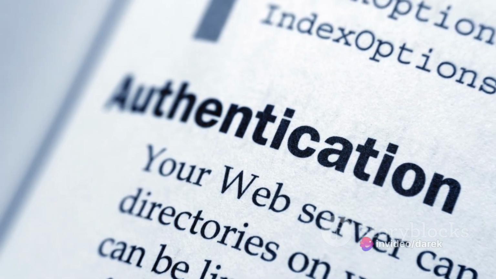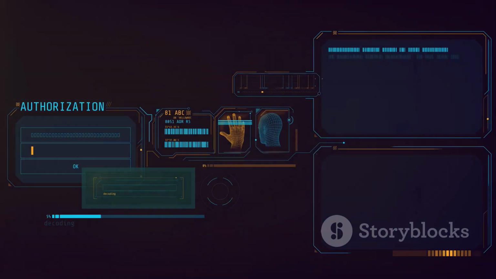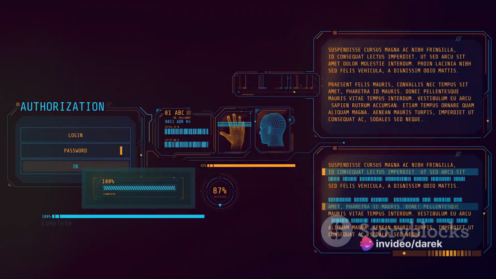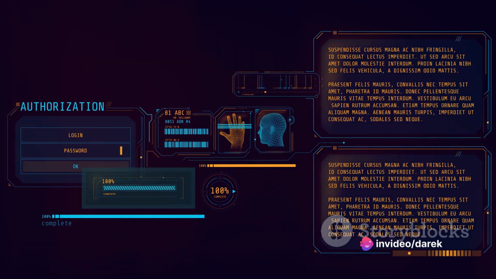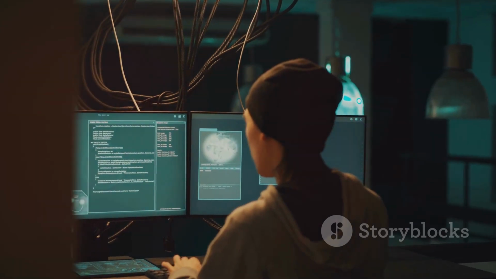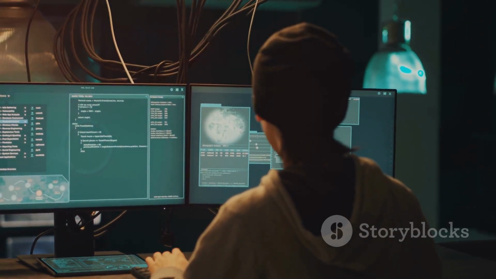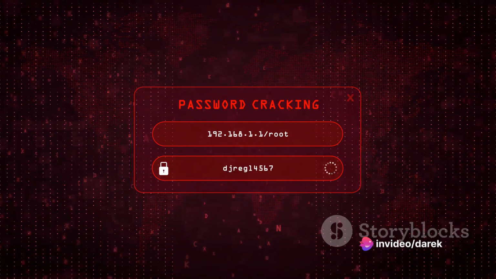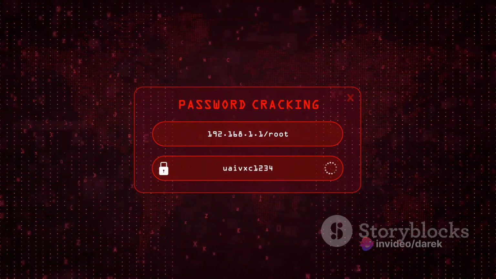But how does pen testing relate to authentication and authorization, the concepts we've been discussing? Well, remember how authentication is all about verifying who you are and authorization is about determining what you can do. In pen testing, these two concepts are crucial. Pen testers often start by attempting to bypass authentication mechanisms. They might try to impersonate legitimate users or use various techniques to crack passwords. If they succeed, it's a clear sign of a vulnerability that needs to be addressed.